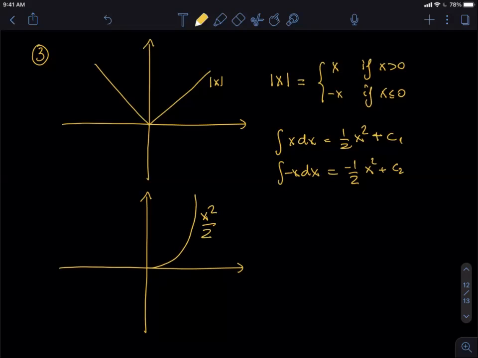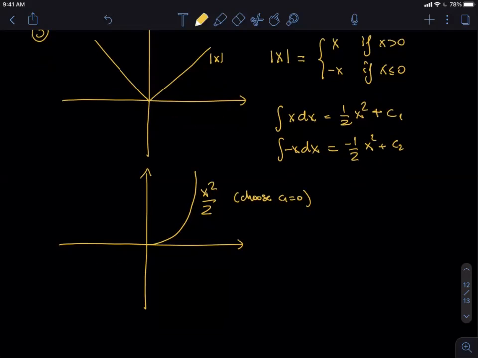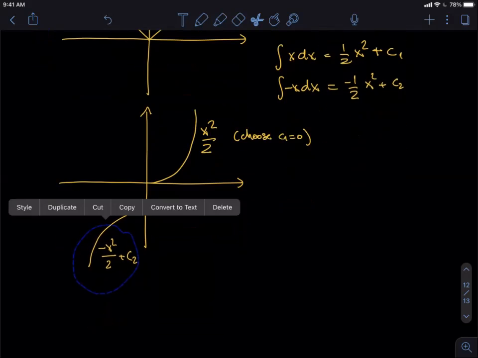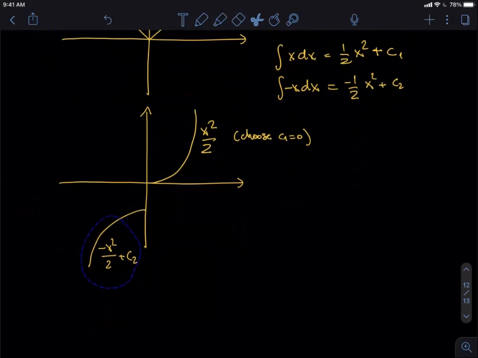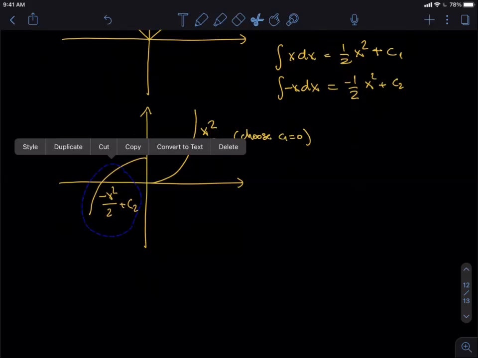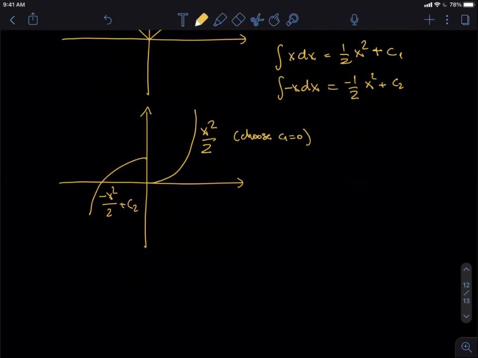In this case, we are choosing c1 equals 0. But then for the left, I could do negative x squared over 2 plus c2. Okay, and that means that I can choose the origin, or I can go a little up or a little down. All of them are good possibilities. Okay, so I'm going to put it here. Okay, so you see there are different options.